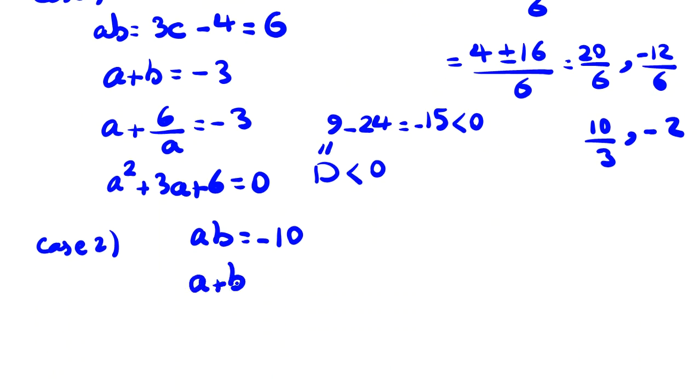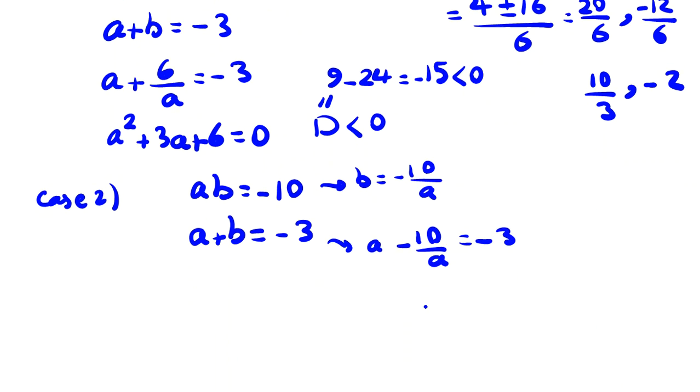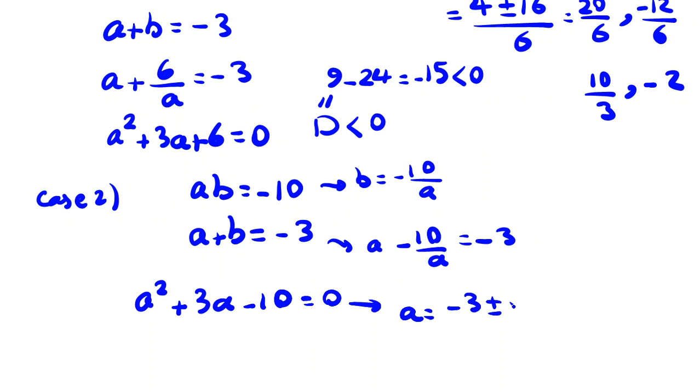Now let's find A and B. So here we will have what? We replace B with negative 10 over A and we replace it here. Then A plus negative 10 over A equals negative 3. If we multiply both sides by A, then we have A squared, negative 3A, take it to the left hand side, it will be plus 3A minus 10 equals 0.